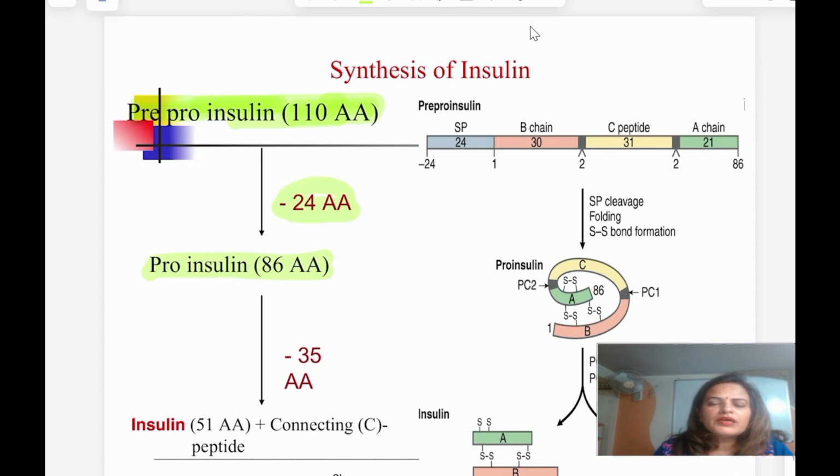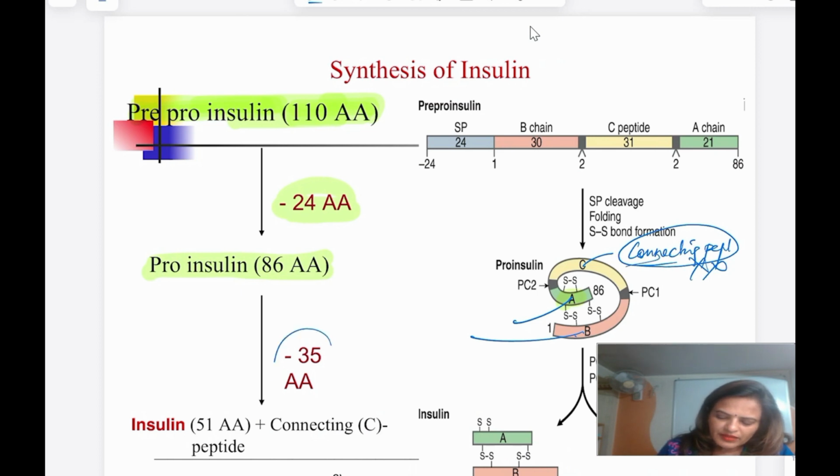Now this proinsulin constitutes A chain and B chain. You can see the structure here. So A chain, B chain, and here this is C, that is the connecting peptide. Now if we remove this, then what remains? A and B chain. With the removal of this connecting peptide, which constitutes 35 amino acids, what do we get? We get the insulin, with 51 amino acids.